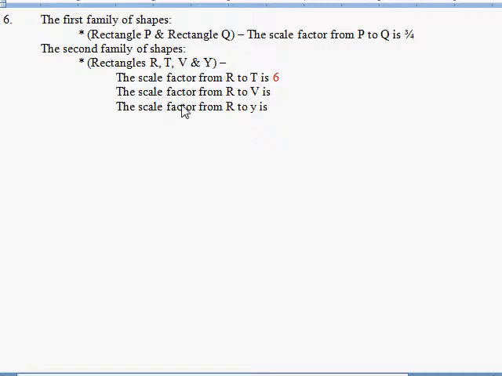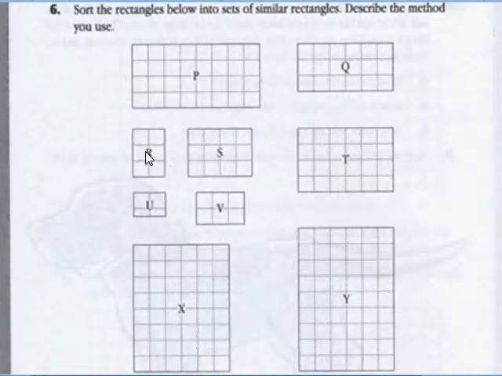Now we want to figure out the scale factor from R to V, since I told you that that's one of the answers. All right, again, if we were to kick over R, 2 times 1 is 2, and 3 times 1 is 3. So the scale factor is 1, which also happens to produce an identical shape. You can see how the two shapes are identical when you have a scale factor of 1.